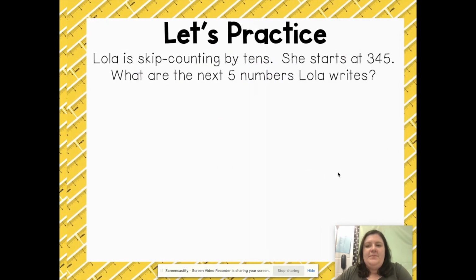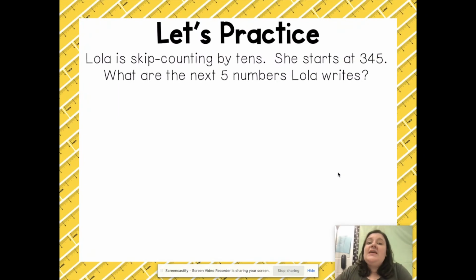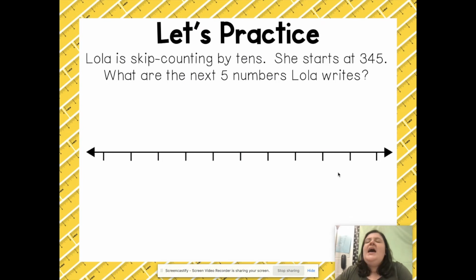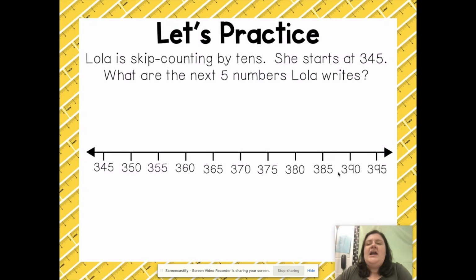Let's do another problem. So Lola is skip counting by tens. She starts at 345. What are the next 5 numbers that she can write? I'm going to use a number line this time. So we're going to go ahead and start at 345. Every time I jump, I'm going to add 10. So I'm going to jump over the 350 and land at 355. So I'm counting up by tens.